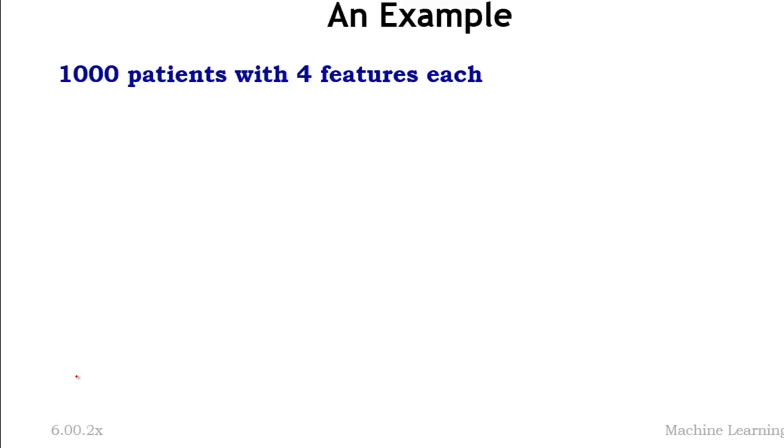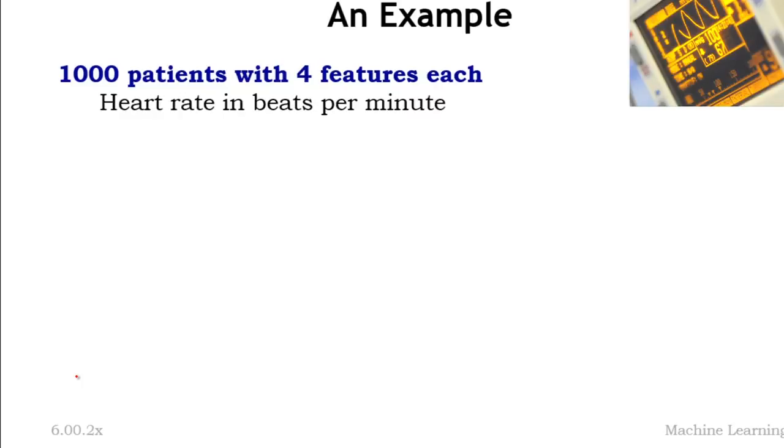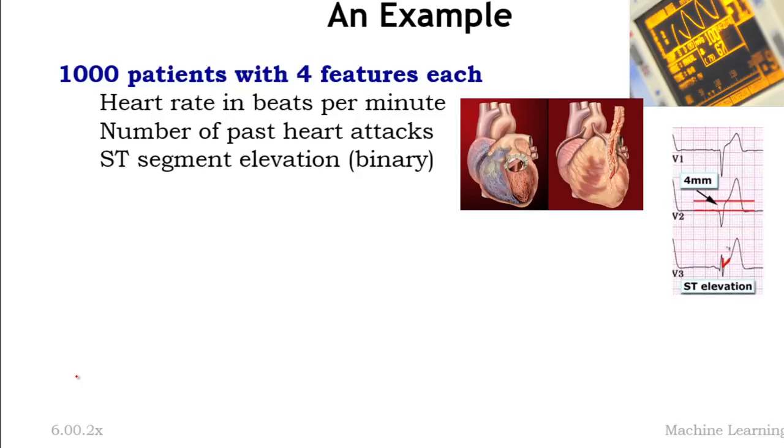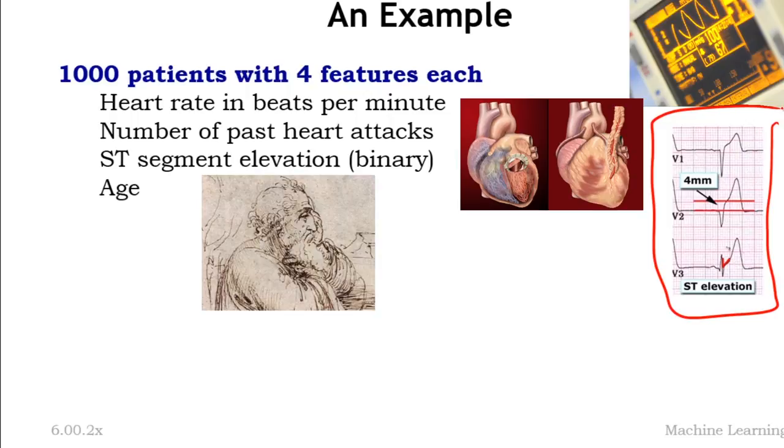I simulated 1,000 cardiac patients with 4 features each. I chose these features because they were related to future cardiac outcomes. The patient's heart rate in beats per minute, the number of past heart attacks the patient has had, whether or not the patient has ST segment elevation, which is an indicator of the electrical system of the heart not behaving well, and the patient's age. Because of course, once you reach a certain age, it does not augur well for your long-term health.